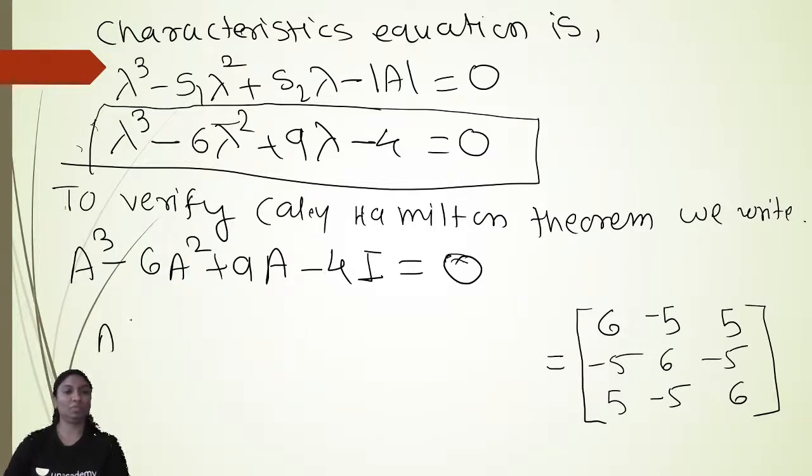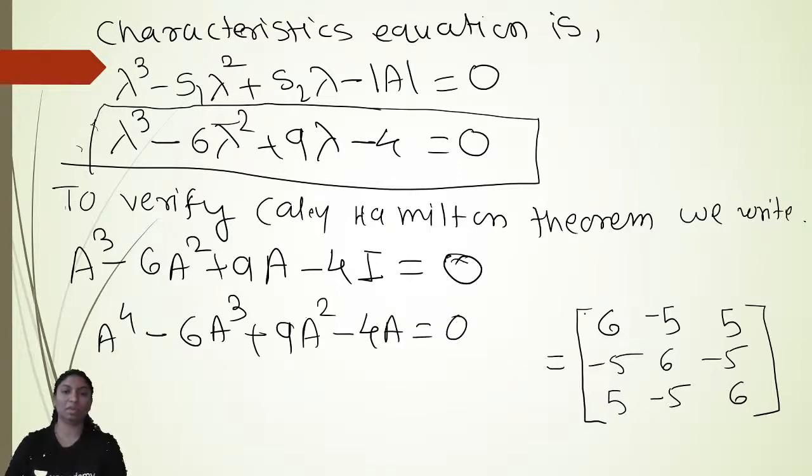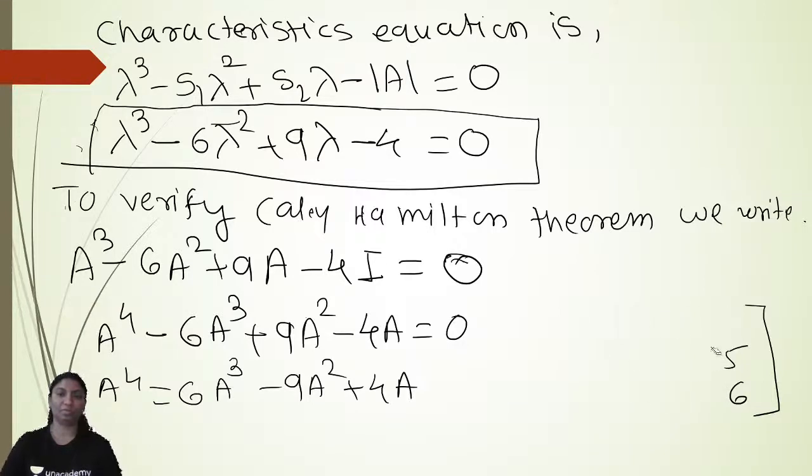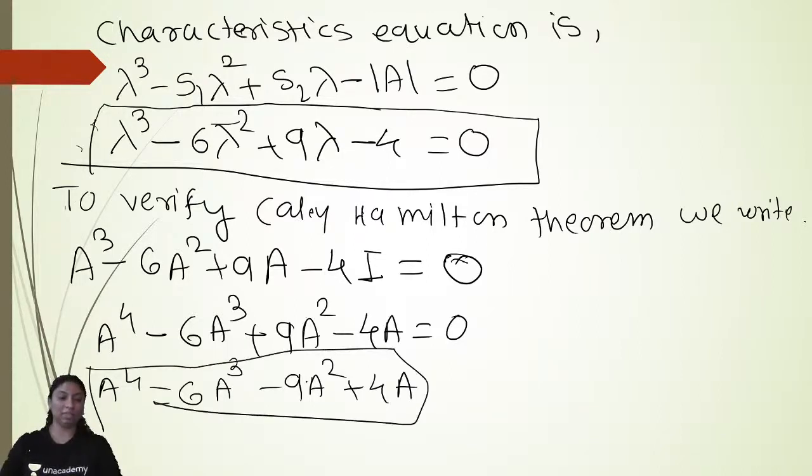So A raised to 4 minus 6A cube plus 9A square minus 4A is equal to 0. Okay. So you can write A raised to 4 is equal to 6A cube minus 9A square plus 4A. Just put the values of A cube, A square and A. So you will get the value of A raised to 4. I hope you are clear on the Cayley-Hamilton theorem also.